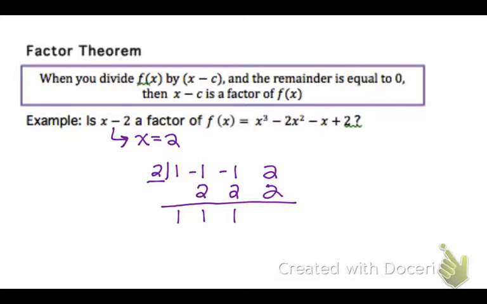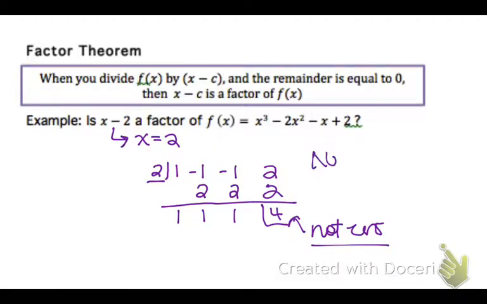I repeat that again. So 2 times 1 is 2. Negative 1 and 2 gives me 1. 2 times 1 is 2, which means I have a remainder of 4. So my remainder is not 0, which means that this is not a factor of this polynomial. And that would be the answer that we would give. If that had been a 0, then we would have known that this indeed was a factor of that polynomial.